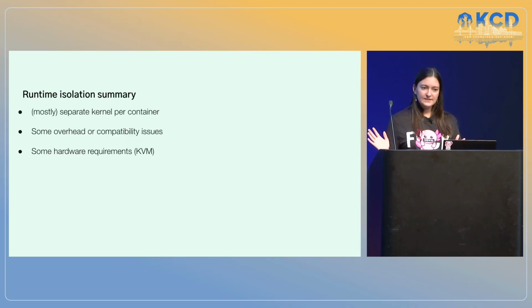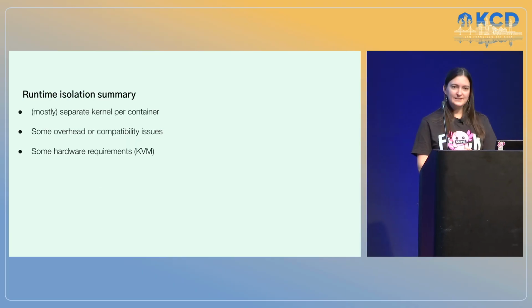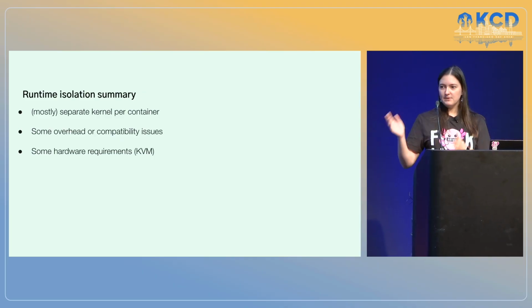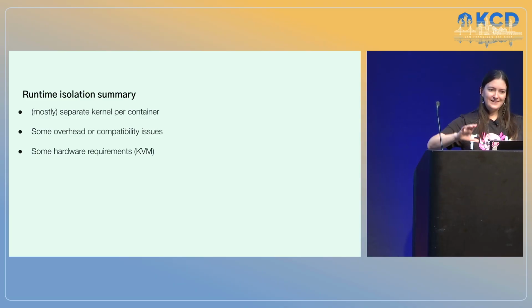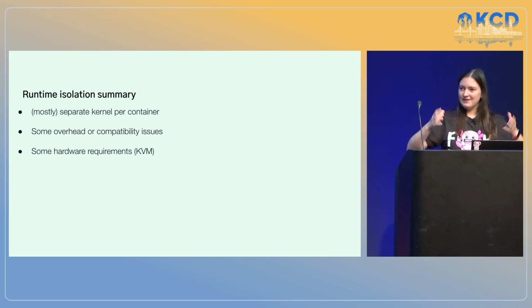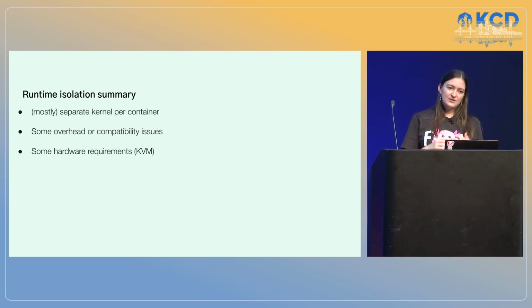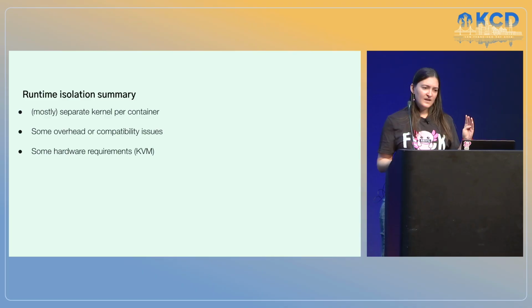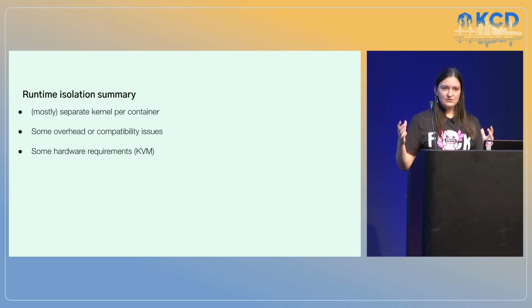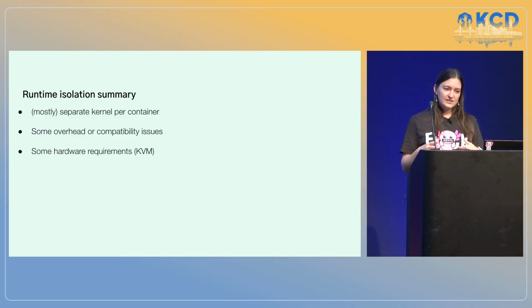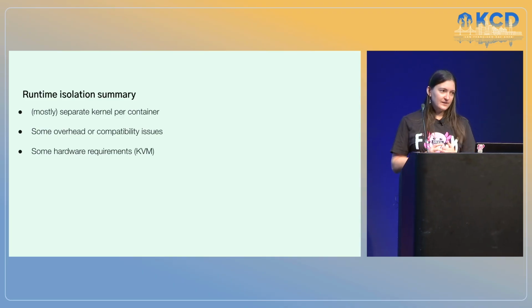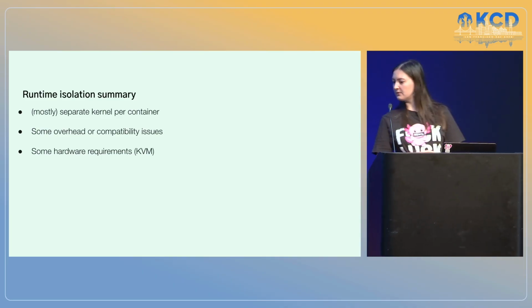So as a summary, mostly except gVisor, these have a separate kernel per container. And this provides a very clean isolation boundary. So you don't have a shared operating system anymore, no shared memory, which means that if an attacker is able to get out of the container, they just see an operating system that's only running their container. That's not that useful as an attacker. Unfortunately, some of these technologies have some additional overhead or some compatibility issues with your existing containers. And so that's just something to consider, and it's great for when you need that extra level of isolation. And occasionally, depending on the hypervisor level, there are some hardware requirements.